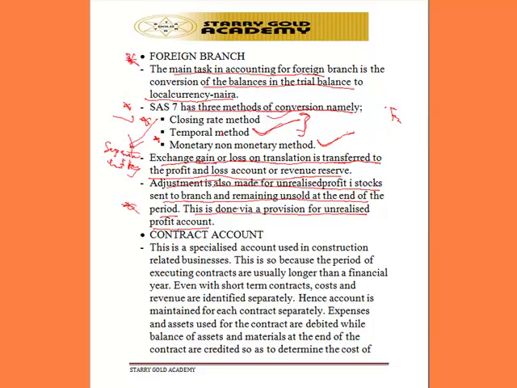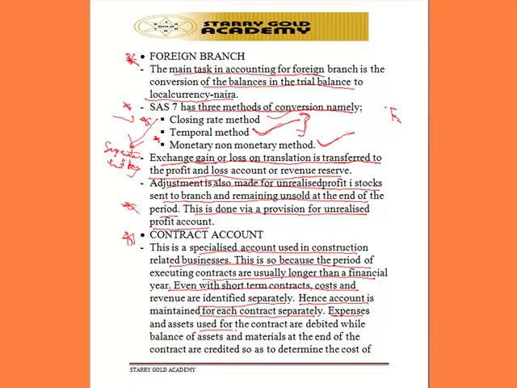The next set of accounts is what is known as contract accounts. This is a specialized account used in construction-related businesses. This is so because the period of executing contracts is usually longer than a financial year. Even with short-term contracts, cost and revenue are identified separately. Hence, an account is maintained for each contract separately.